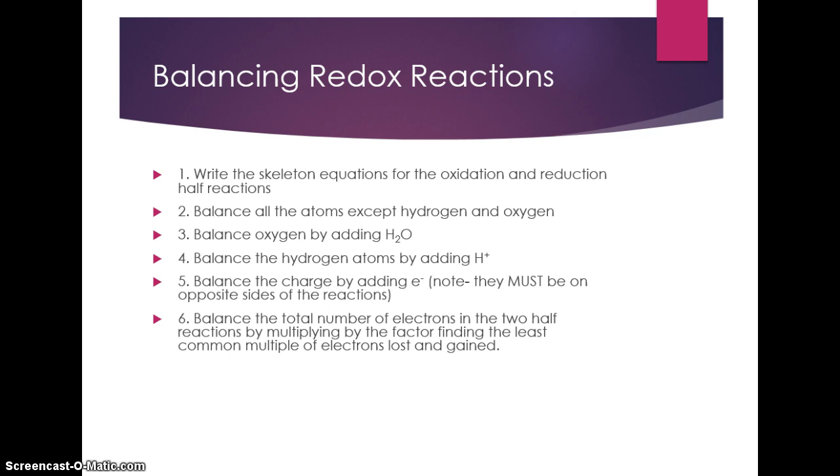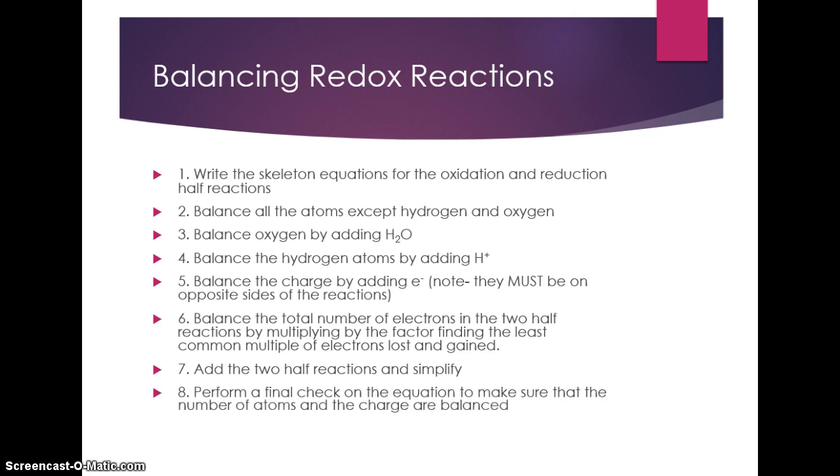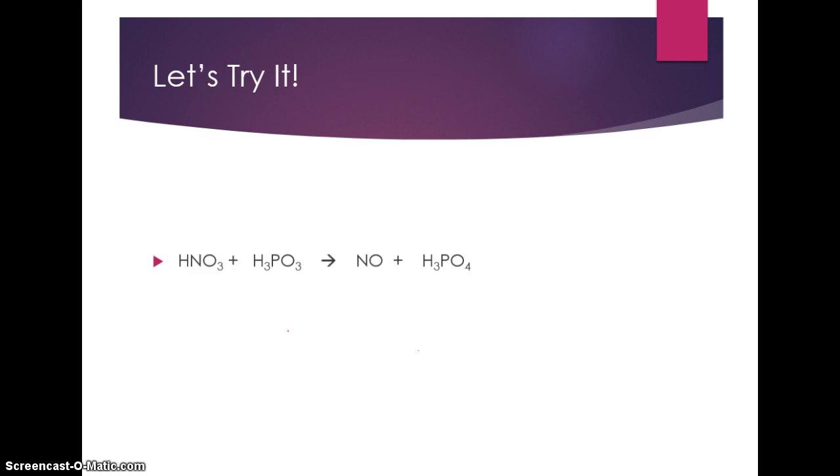You're going to balance the total number of electrons in the two half reactions by multiplying by the factor, finding the least common multiple of electrons lost and gained. It's a lot of words. We're basically saying multiply through until your electrons are equal. That way we can cancel them out so that we don't have them in the final equation. You're going to add your two half reactions and simplify, and then perform a check on the equation to make sure the number of atoms and the charge are balanced so that you can always check your work to know that it's correct. So let's take a look at this first reaction.